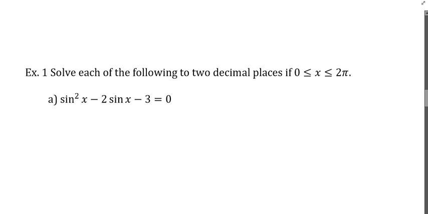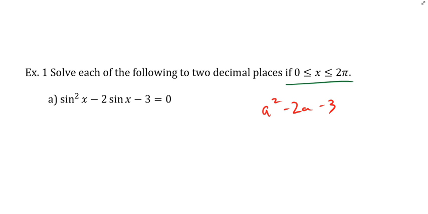That's enough talk. Notice that it's 0 less than or equal to x less than or equal to 2 pi. So again, there's going to be multiple answers to lots of these. This one's kind of like your straightforward quadratic trig equation. I'm just going to factor it. You could think of it like this: a squared minus 2a minus 3. How do I factor that?